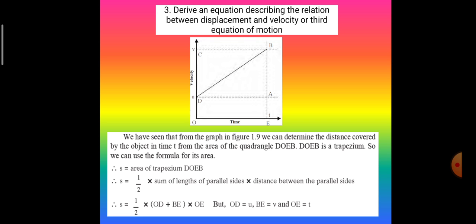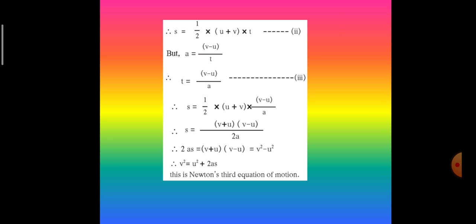Next, derive an equation describing the relation between displacement and velocity, or the third equation of motion. Again, you can see the graph is drawn here and the derivation is as given in the textbook. So this is an extra question where you have to write the derivation of all the three equations of motion.